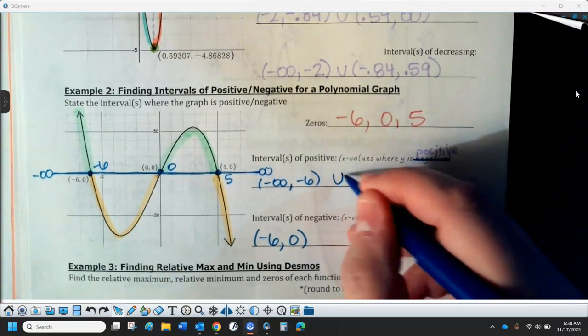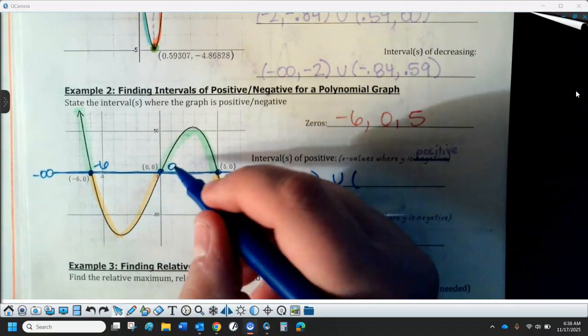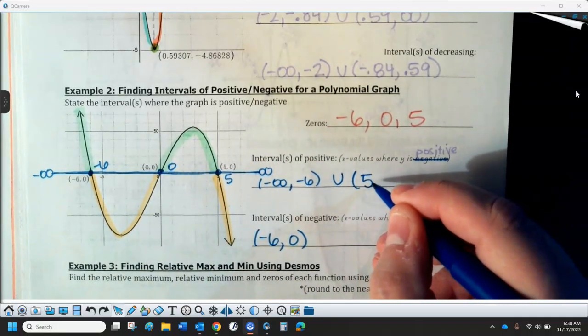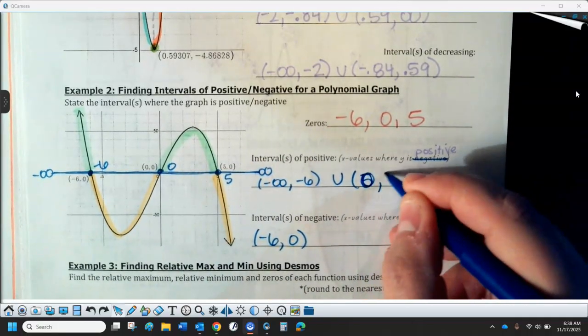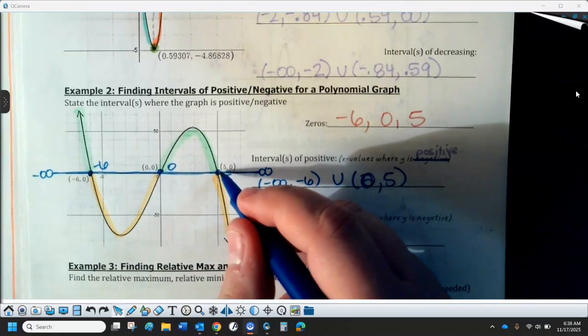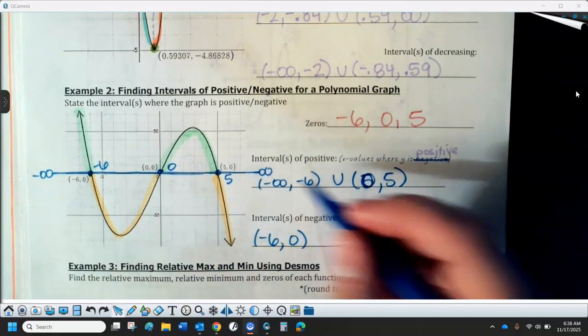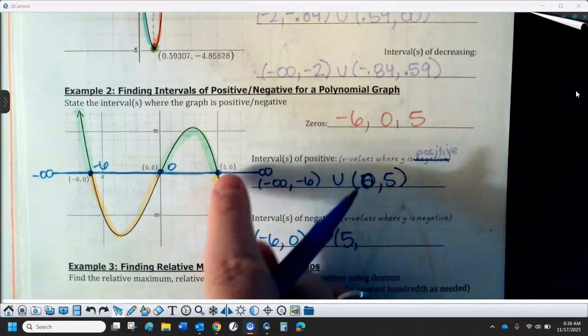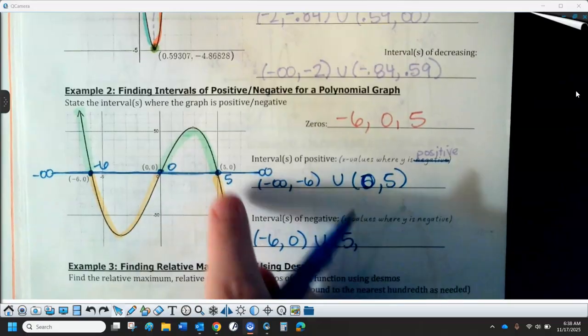Then at 0, we're going to hop back above the x-axis, and all this time until I get over to 5. Oh, sorry, I forgot to put the 0 first. 0 to 5. Now, this will trick you, okay? So at 5, we start to go negative again. All right, now this messes people up.